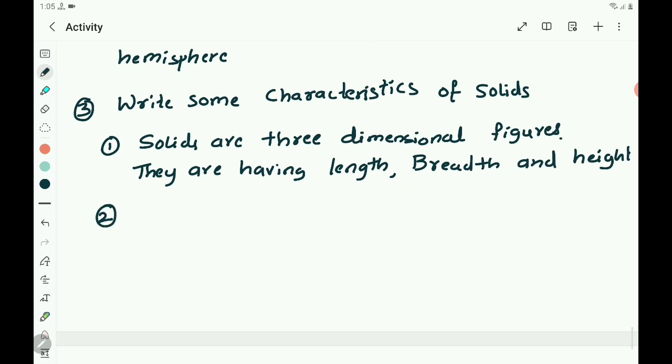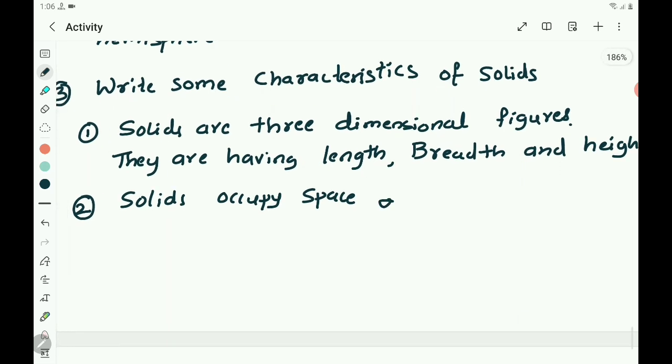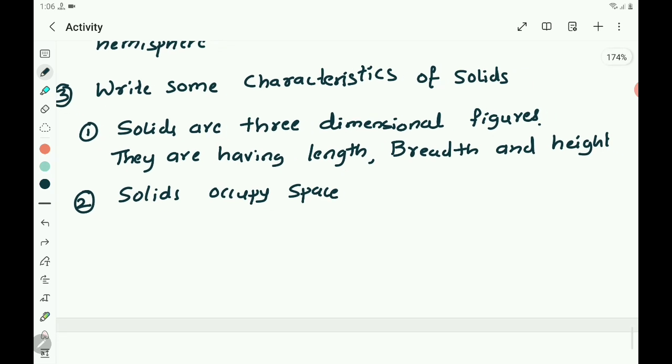Second property you can write, solids occupy space and they have volume. So write, solids occupy space and they have volume. As they occupy the space, as they are three-dimensional figures, they are having volume also.